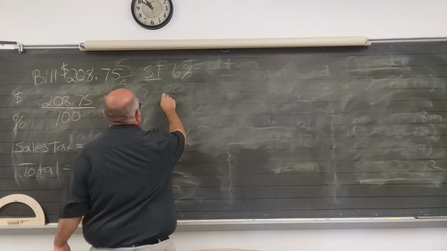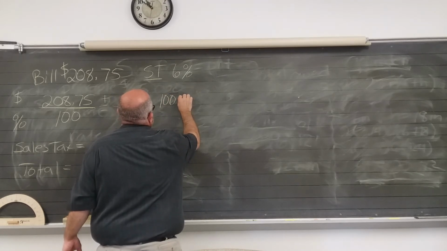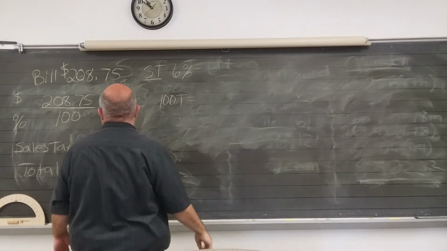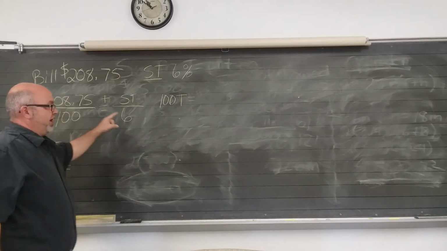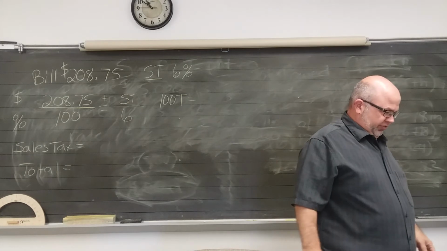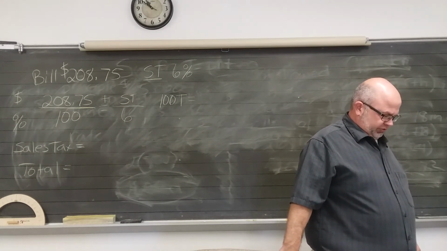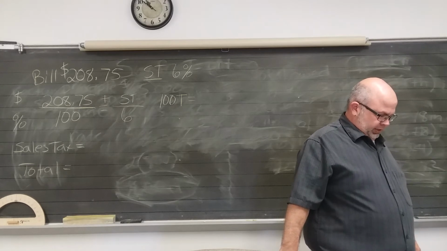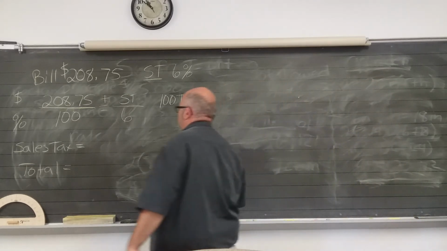So then, we have 100. I'm just going to put T for tax equals 100 times T, and this is 208.75 times 6. And I'm just going to give you that total, but you do it carefully. 208.75 times 6 equals 1252.50.